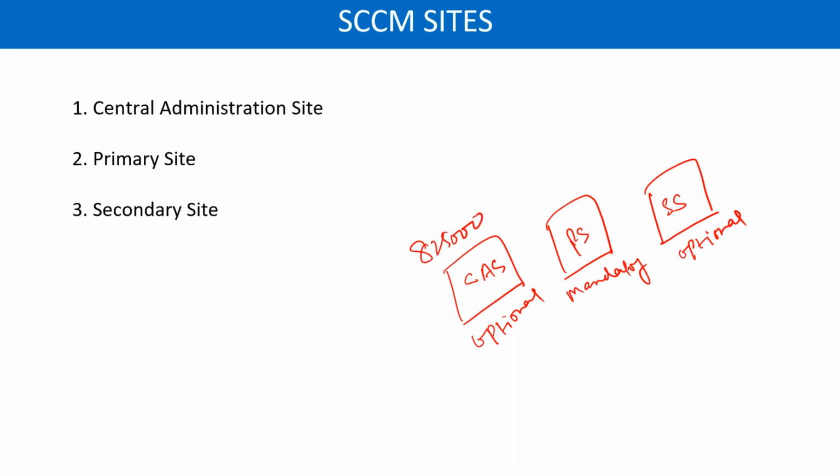One central administration site can support 825,000 client computers. A primary site can support 175,000, and a secondary site can support 15,000, right? The central administration site needs a database. Primary site also needs a database, and secondary also needs a database, right?